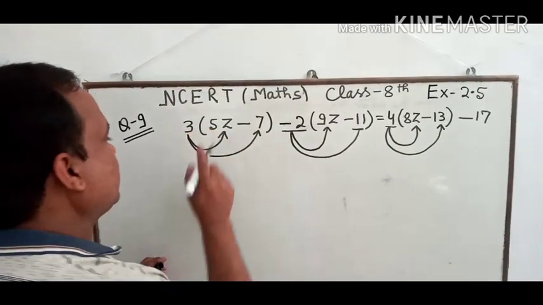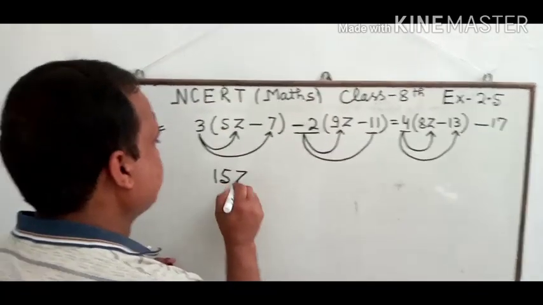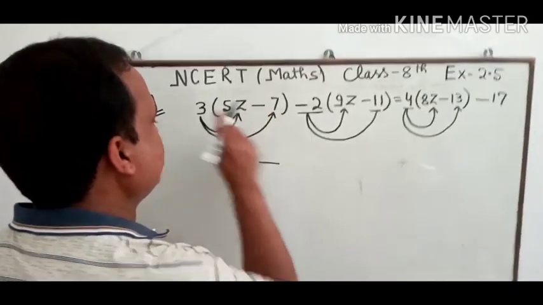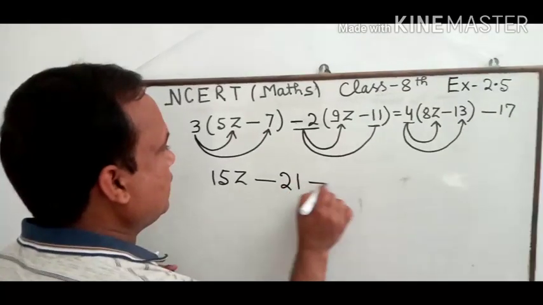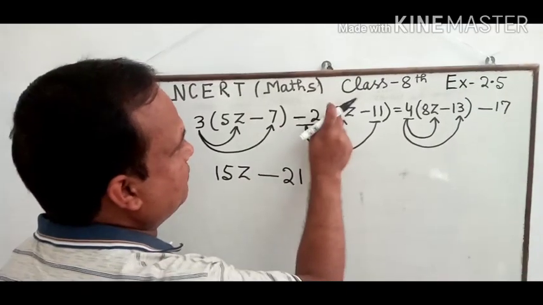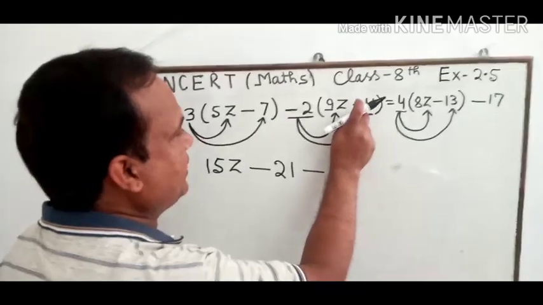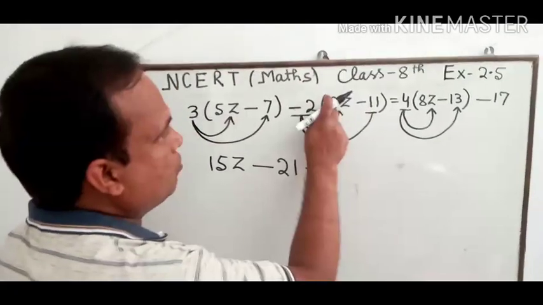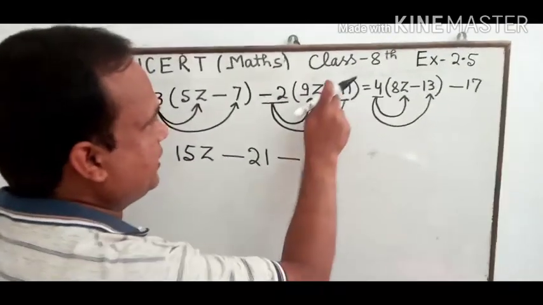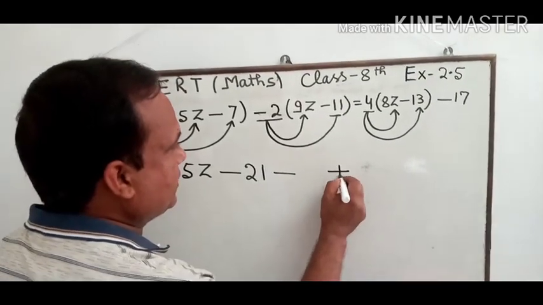So 5 threes are 15 Z, minus 7 threes are 21. Here is minus, then when we multiply with minus, the sign will change inside the bracket. Here plus, then we write minus, and here minus, we write plus.